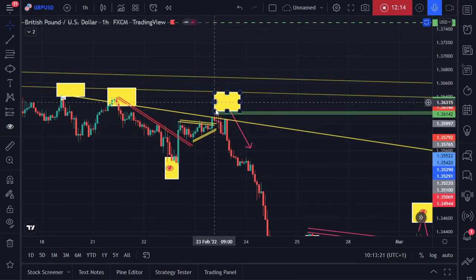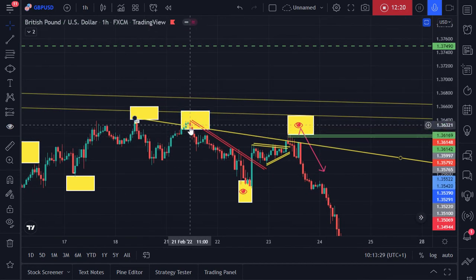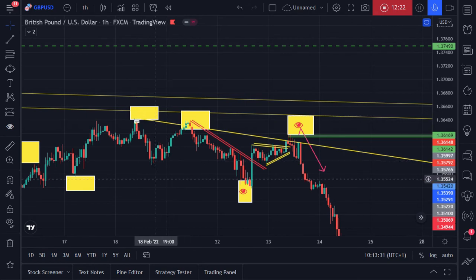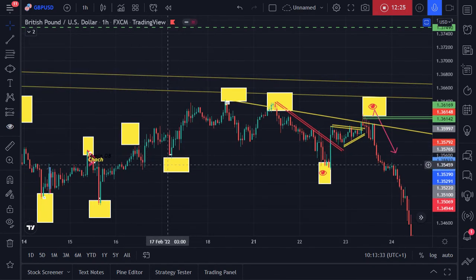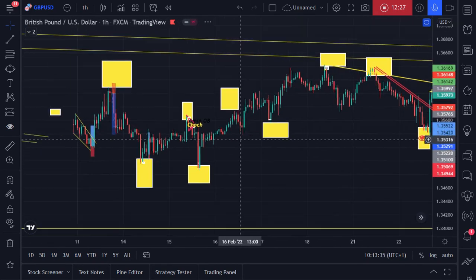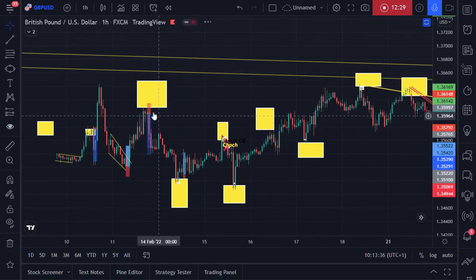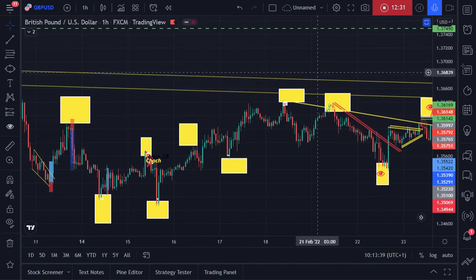You see this area, price got into this area, gave us a double top and dropped, double bottom and dropped. Same thing with this, double top drop, double top drop. This is the same thing here, the same thing here. You can see how price has been respecting our points of interest. So that is basically what I do on GBPUSD.